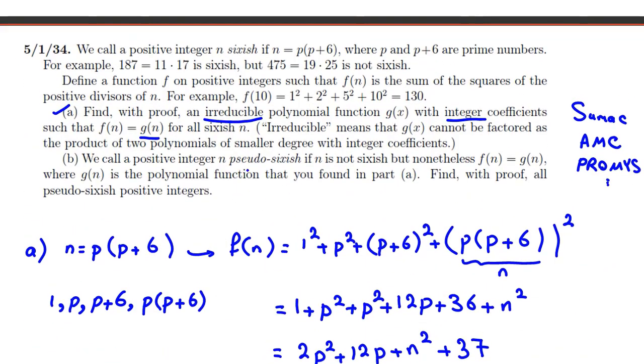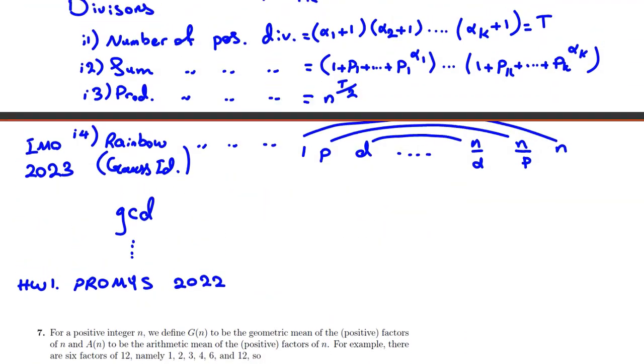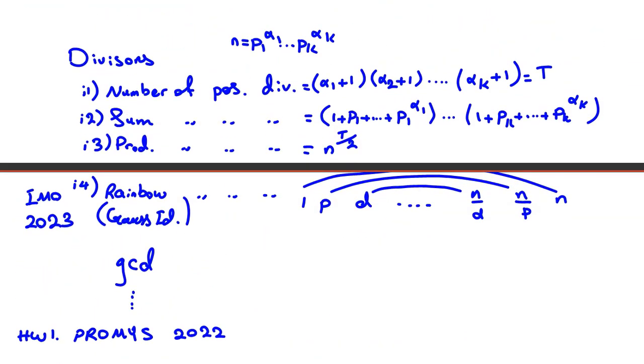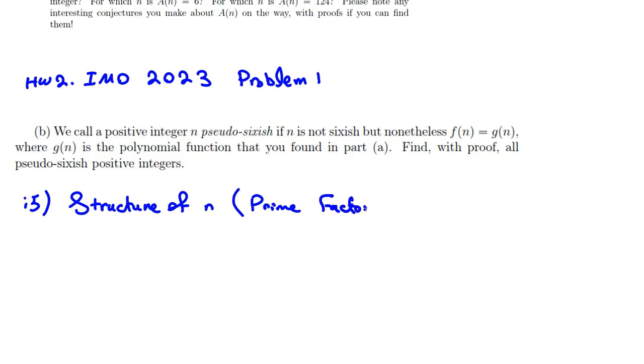And now let's focus on part B. Now, here we've written 4 ideas. The fifth idea is structure of n, which is to consider prime factorization of that. And for prime factorization, you should combine this idea with small examples.